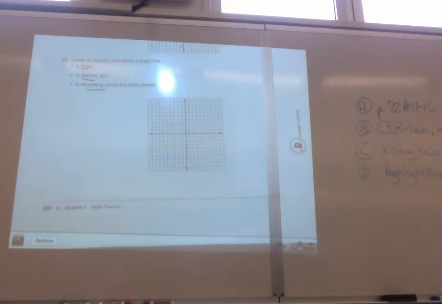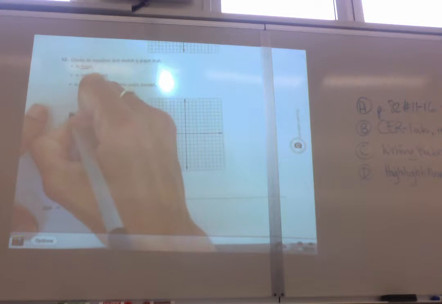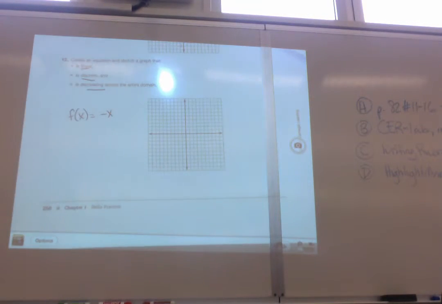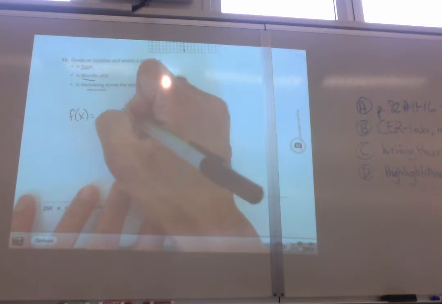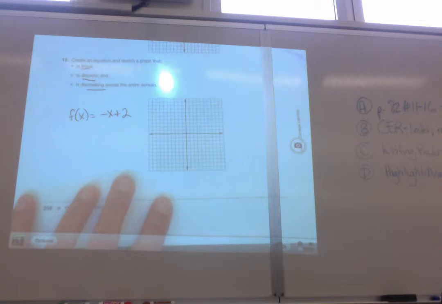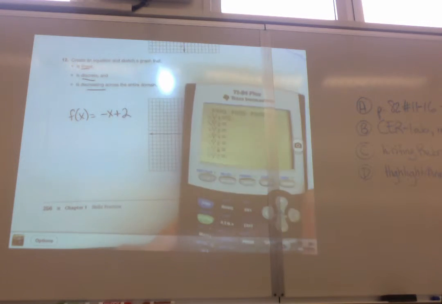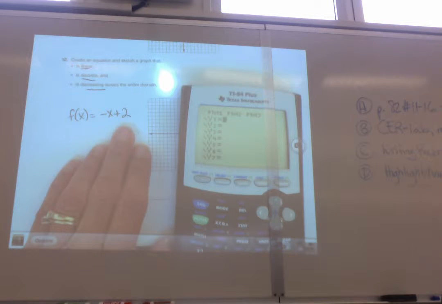So here I am, linear. I'm going to say f of x equals negative x. What do you want to add to that equation just to trick it up a little? Plus 2. Now, I don't know how to make things be discrete on the calculator, but I'm just going to put it into my y equals and realize that I have to chunk it on out. So y equals, clear. Negative x plus 2. That's my function.